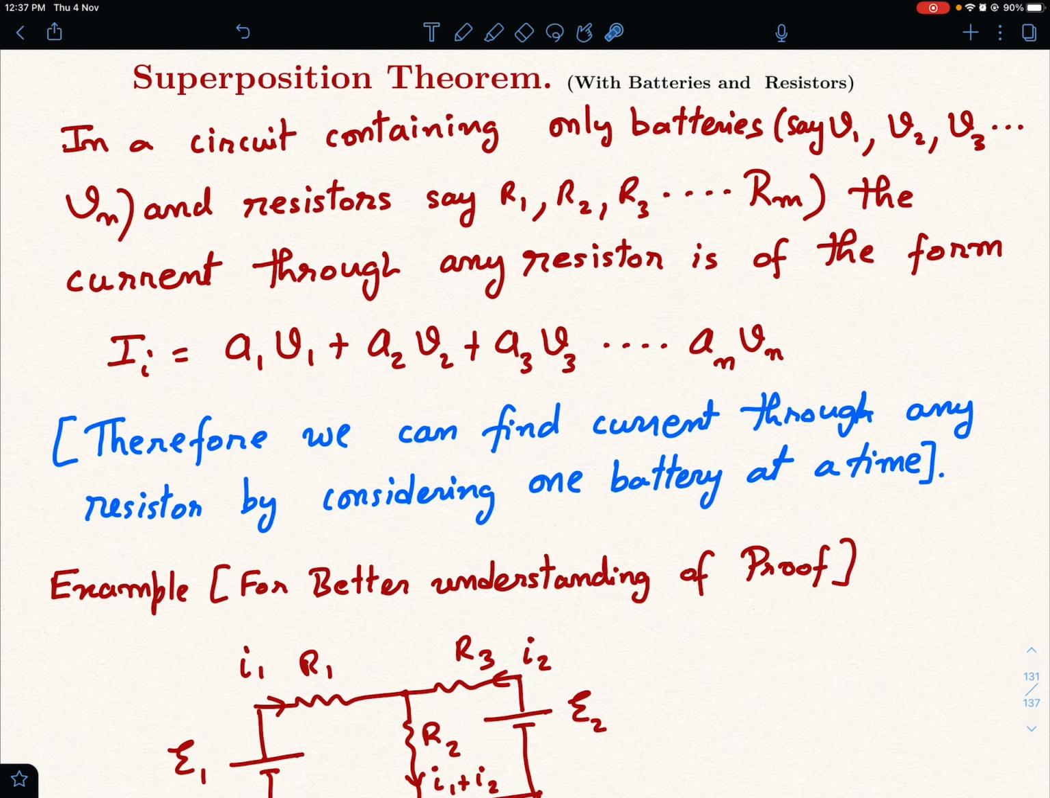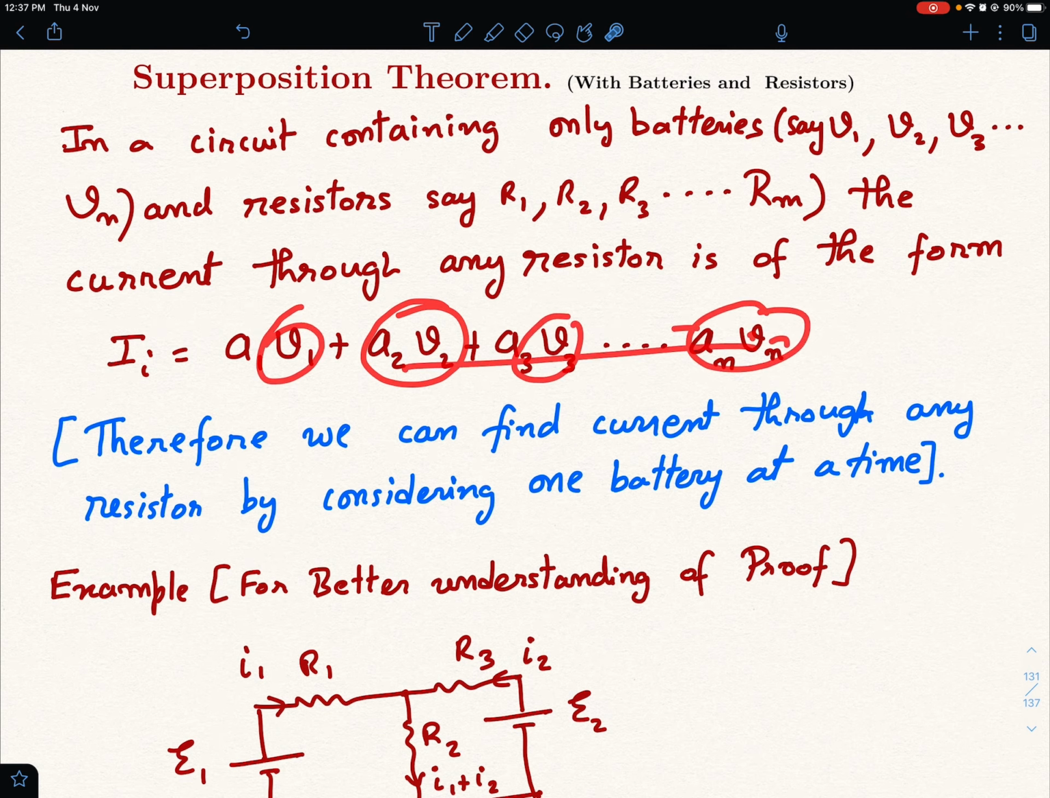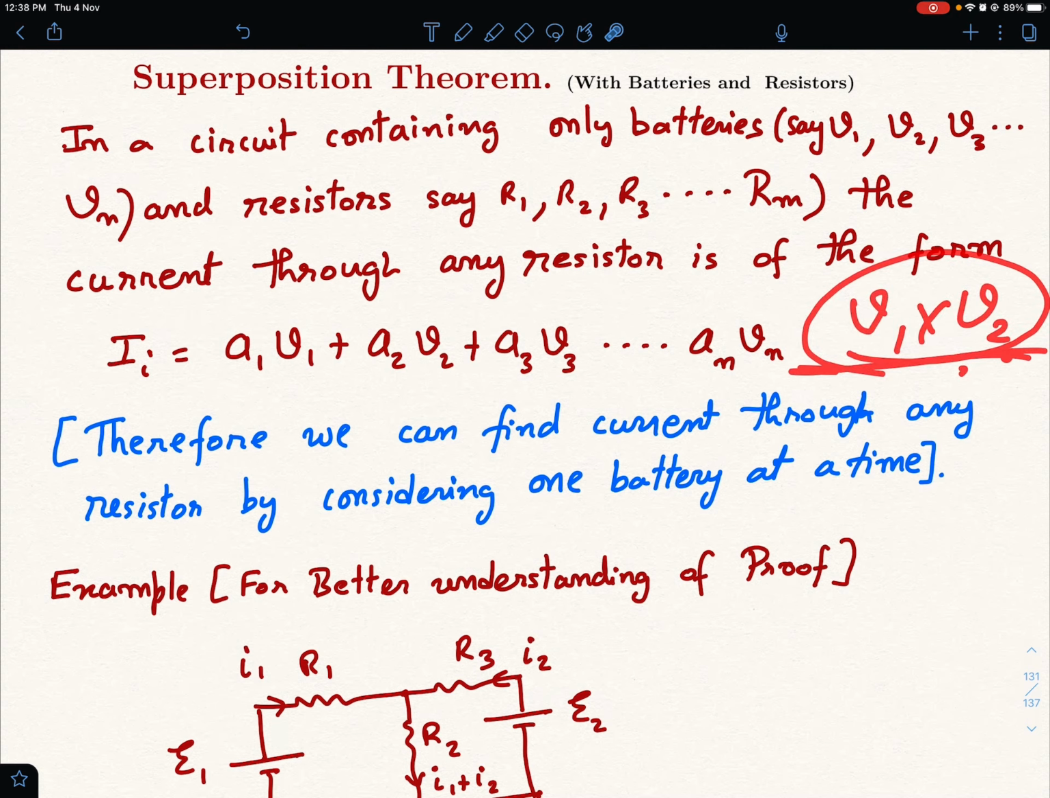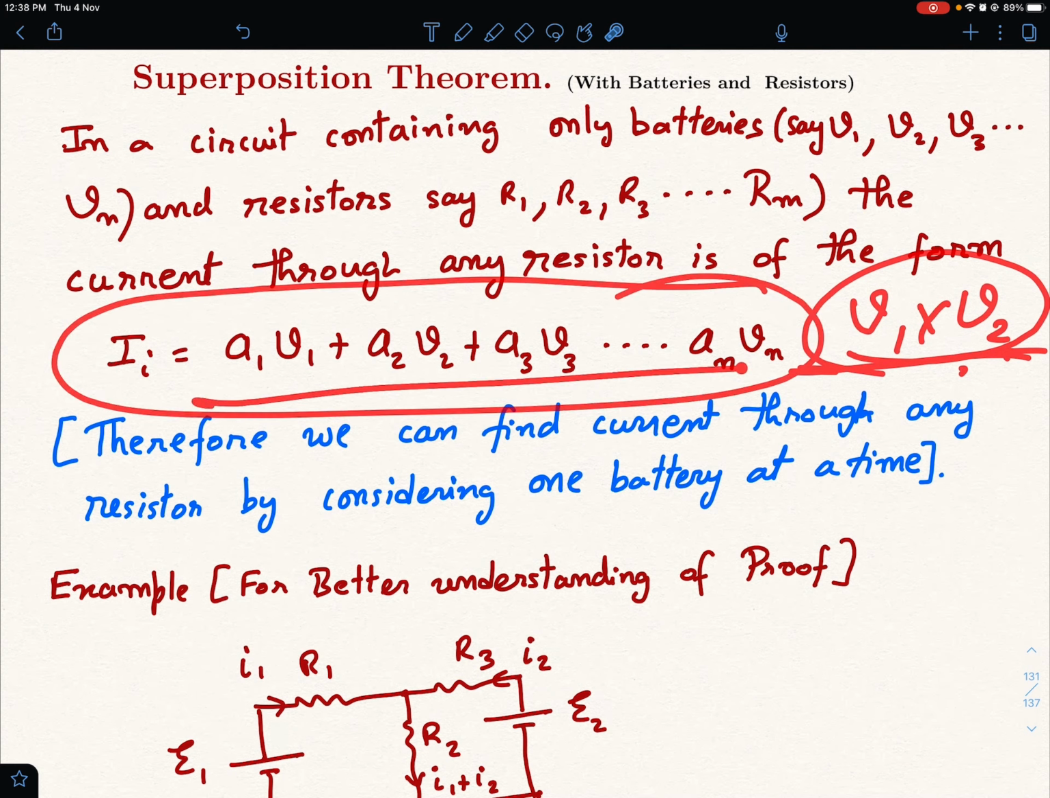For example, to calculate the first term, I can just put all the other terms to 0. Similarly, to calculate the second term, I can put V1, V3 etc. all the way up to Vn equal to 0. Similarly, I can consider the role of one battery at a time. Why can we do that? That is because there is no term of the form V1 into V2. That's the beauty of linearity.